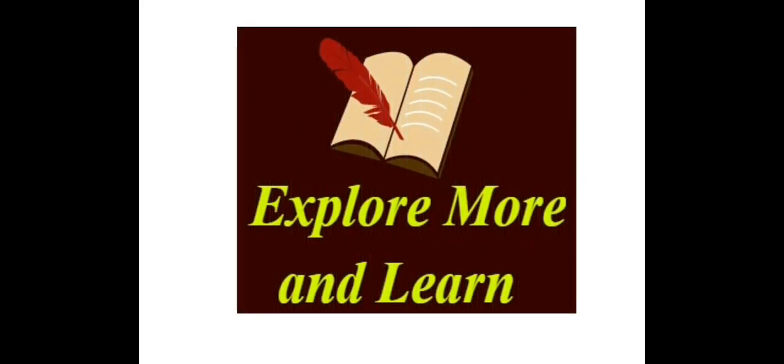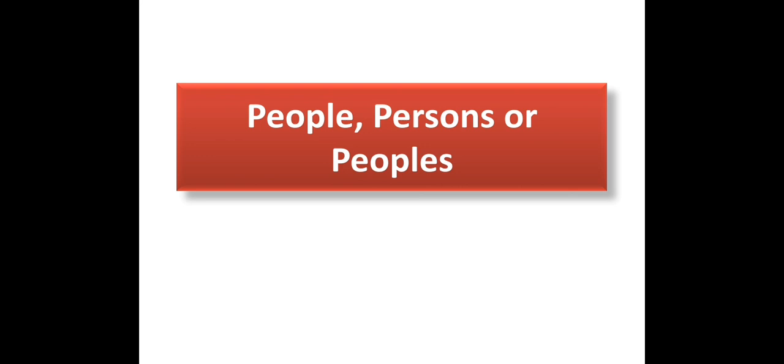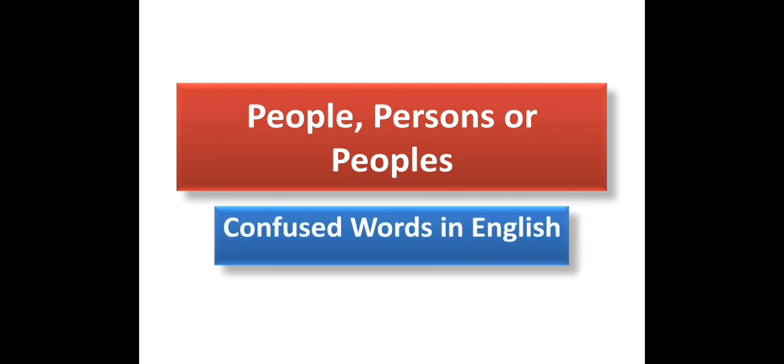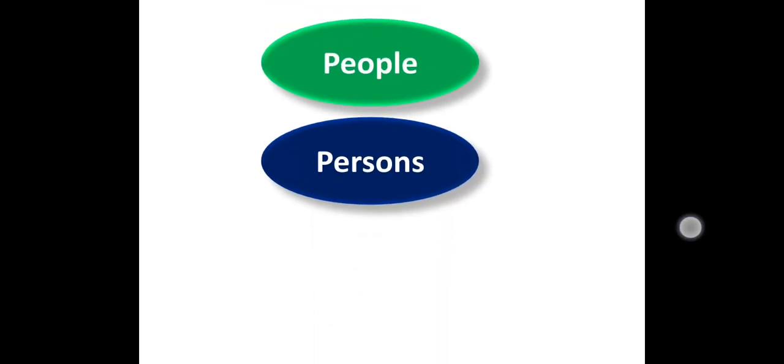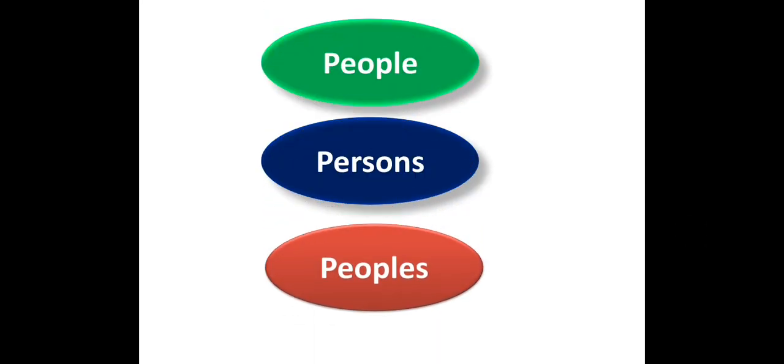I have brought a very important tutorial for you all, and it's about confused words in English. The words which I have chosen today are people, persons, or peoples. Definitely these words are confused words in English which can create a lot of confusion in your mind. In this tutorial today, I am going to explain the difference and the correct use for these words: people, persons, and peoples in English.